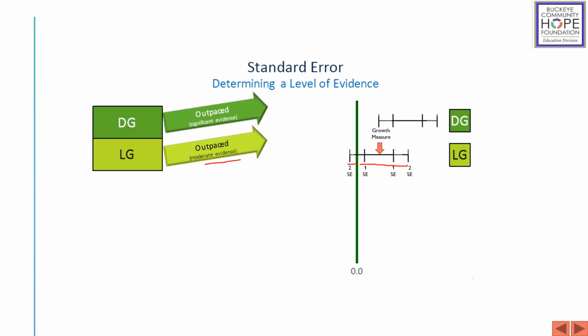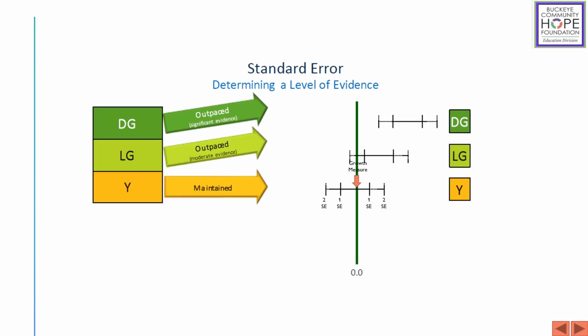Let's take it a little further and you'll start to see when the growth standard of 0 falls between 1 standard error below and 1 standard error above, as it does in this example. As long as that growth measure falls between those 2 standard errors, the values for 1, that's going to be color coded as yellow. That's indicating that we met growth. We met the growth standard. We are within a standard error of meeting that growth standard.